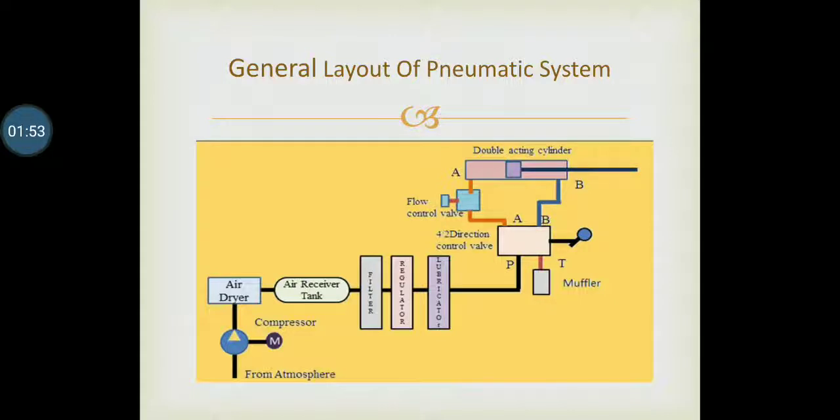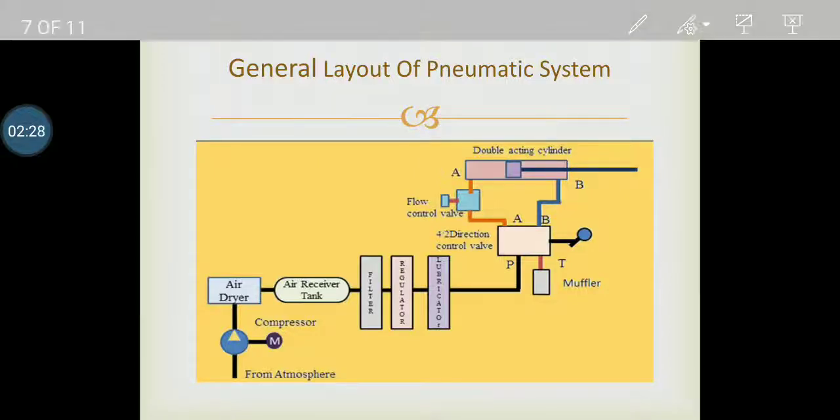So when I am going to create a machine or some kind of system, I need to study the complete power ratio of the system, and then decide whether I am going to go with the hydraulic system or the pneumatic system. It is very important to decide the complete flow of the system, and accordingly decide the system for the complete process. So let's get started with the general layout of the pneumatic system.